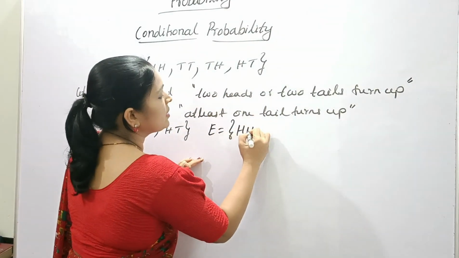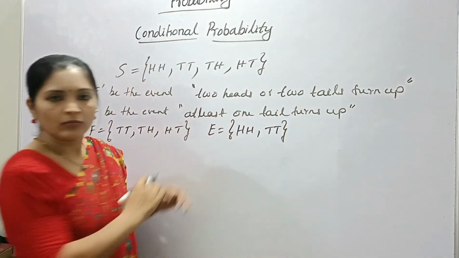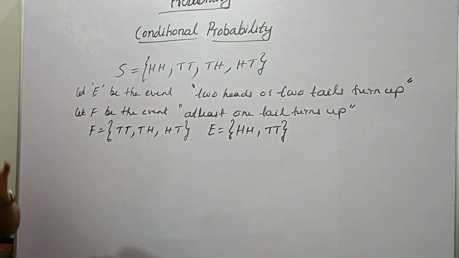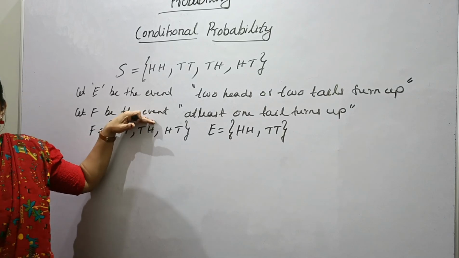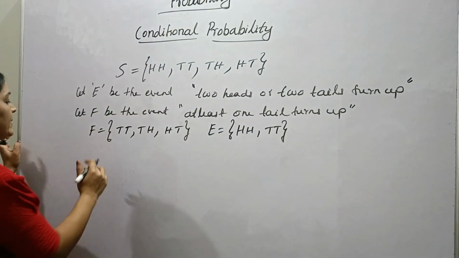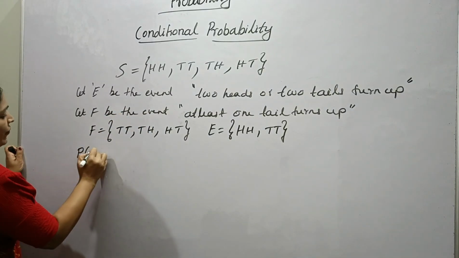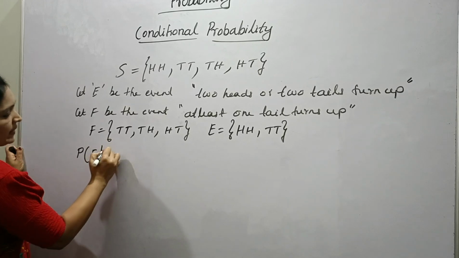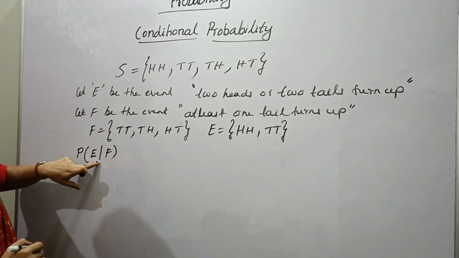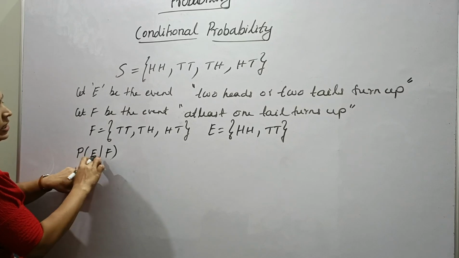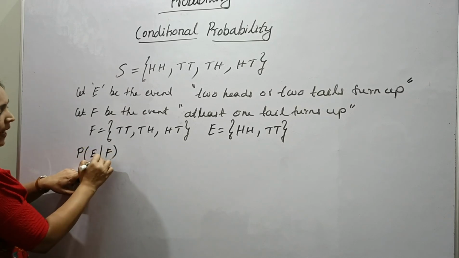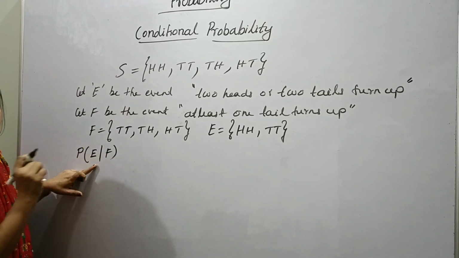So H, H, T, T. Now what is the probability of E given that F? That is denoted as probability of E given that F. We read this vertical line as "given that".